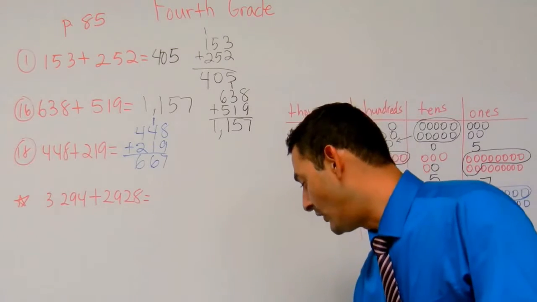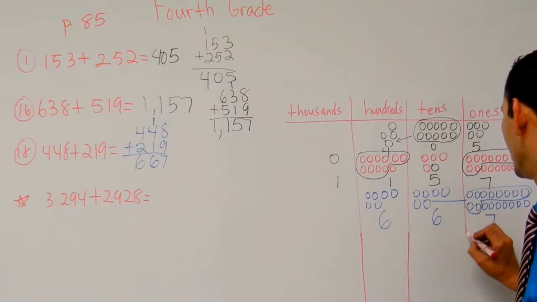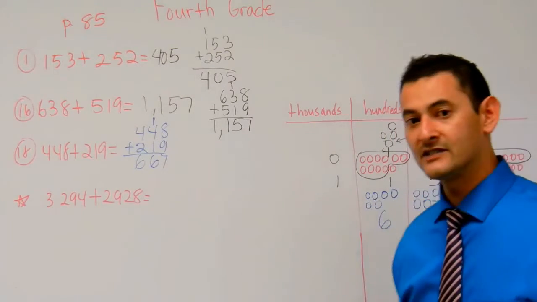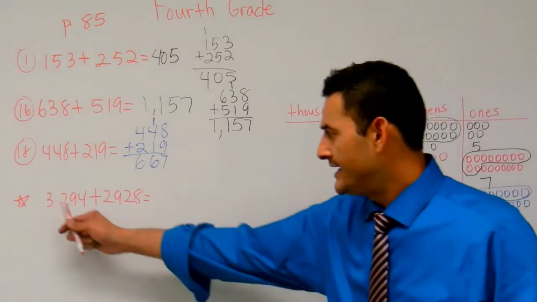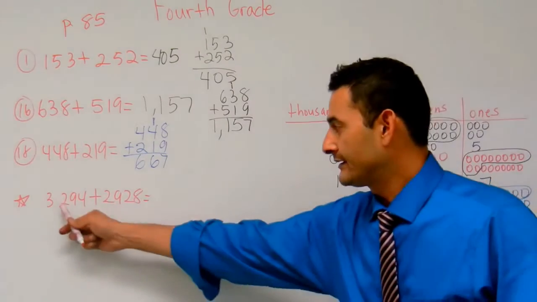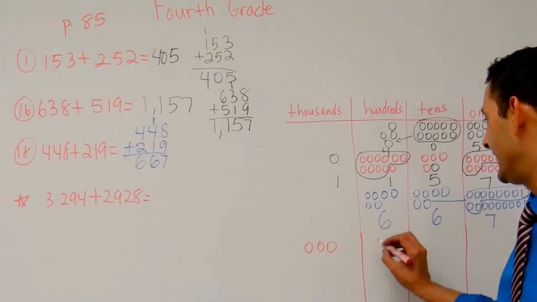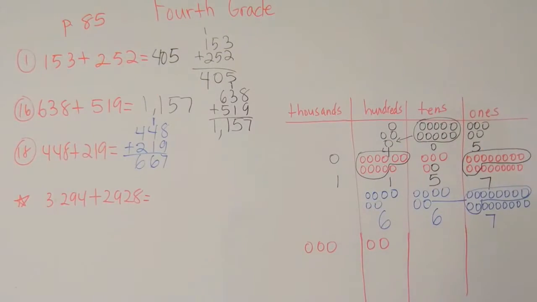Let's go ahead and do one final one, okay? Let's do this one. 3,294 plus 2,928. So here I've got 3 in the thousands place. 1, 2, 3. I've got 2 in the hundreds place. 1, 2. I've got 9 in the tens place. 1, 2, 3, 4, 5, 6, 7, 8, 9. And I have 4 in the ones place.